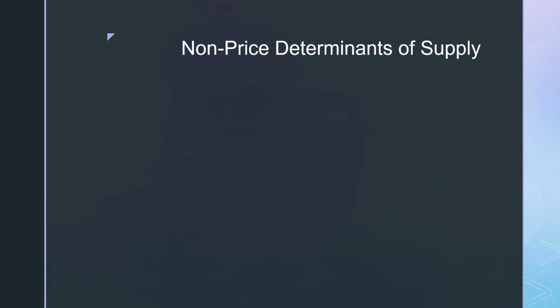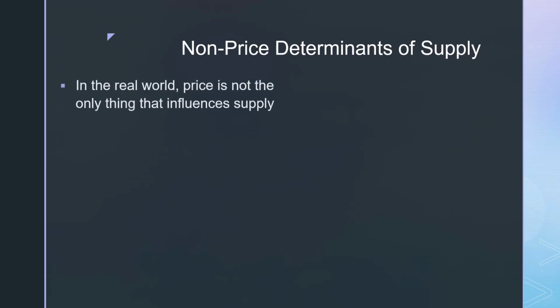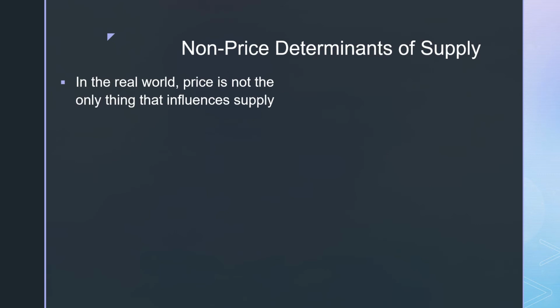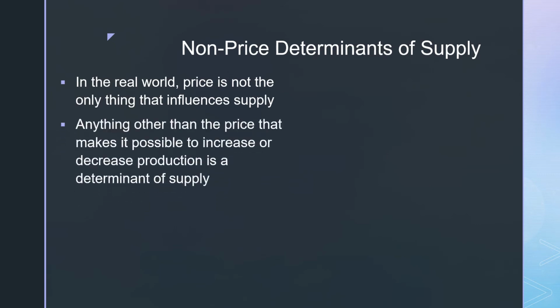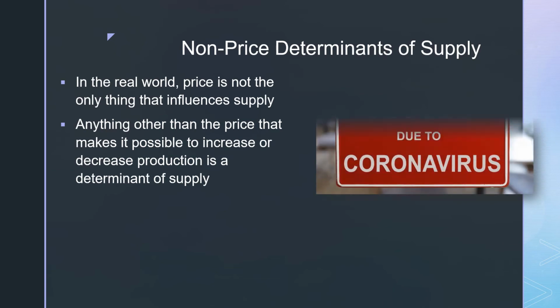Now, of course, you're saying to yourself, but Mr. White, you said there were those non-price things that change demand, the non-price determinants. Are there any of those for supply? Because it doesn't seem like price should be the only thing that determines how much is produced. Well, you are absolutely right, guys. In the real world, price is not the only thing that influences supply. And just like with demand, anything other than the price that changes supply is called a determinant of supply, right? So anything that makes it possible to increase or decrease production without changing the price is a determinant of supply.